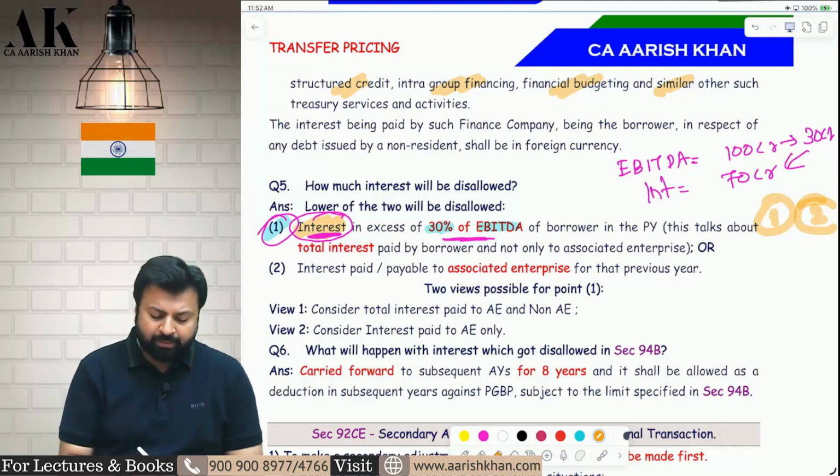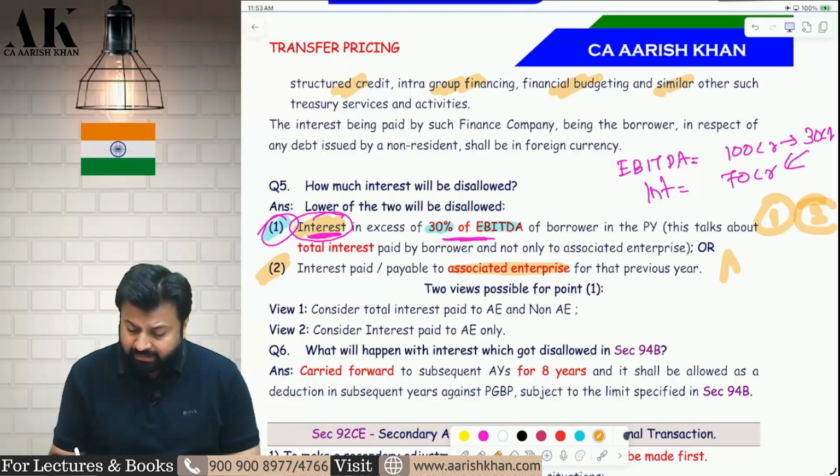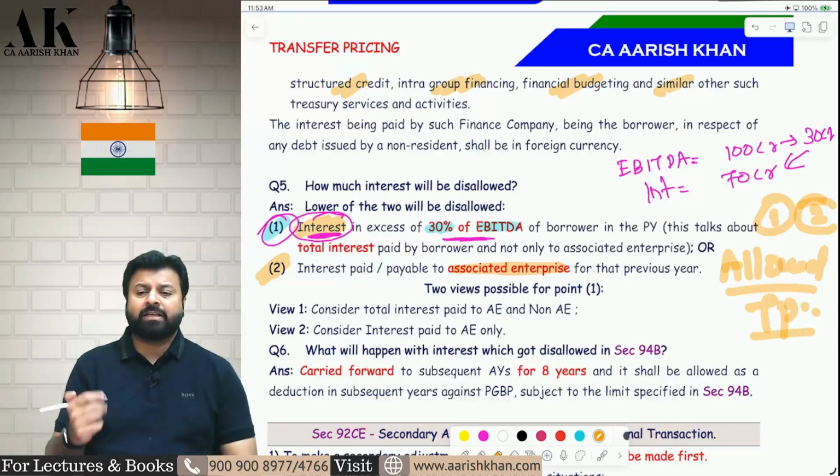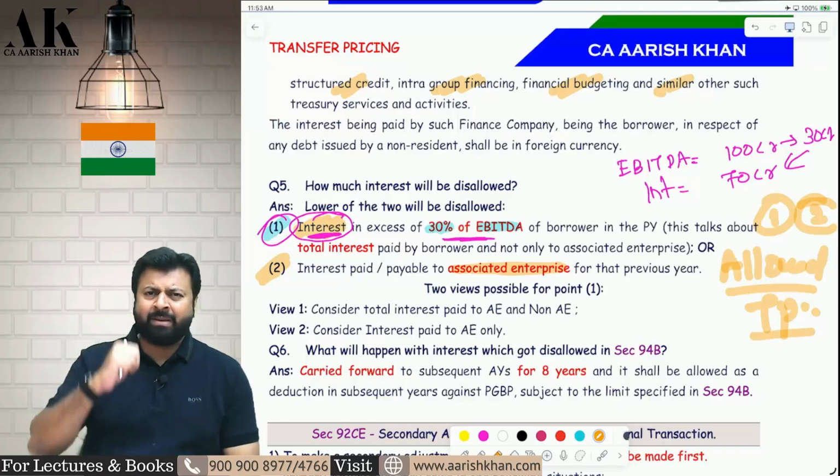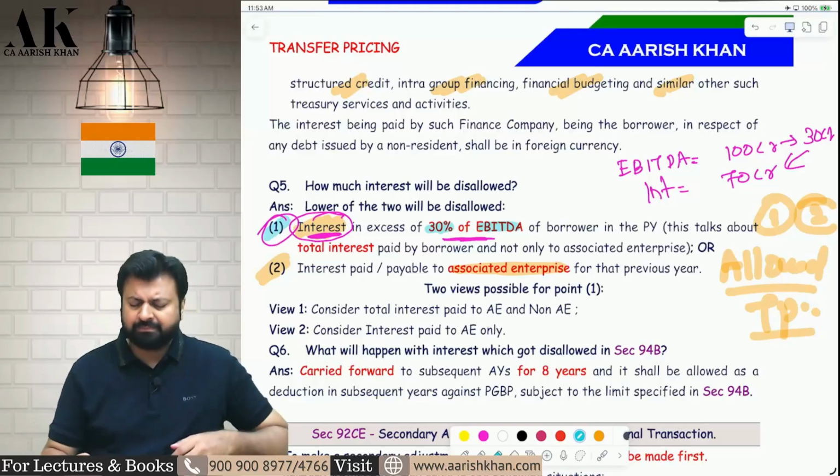Point number 2 is very straightforward. There are no two views possible here. In point number 2, you have to take the interest paid to associate entity. Which interest? Interest which is allowed after transfer pricing, allowed after TP. First give the TP effect and then check the interest amount. Otherwise, double disallowance will happen. I hope it is clear to all of you.